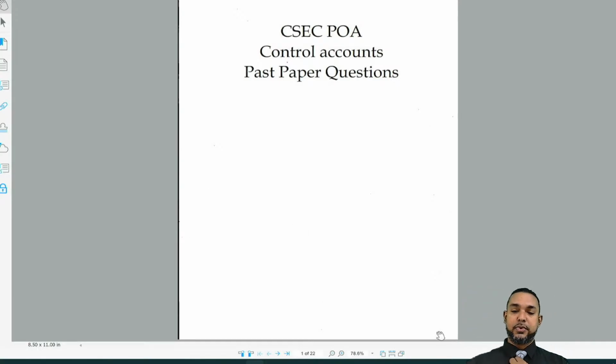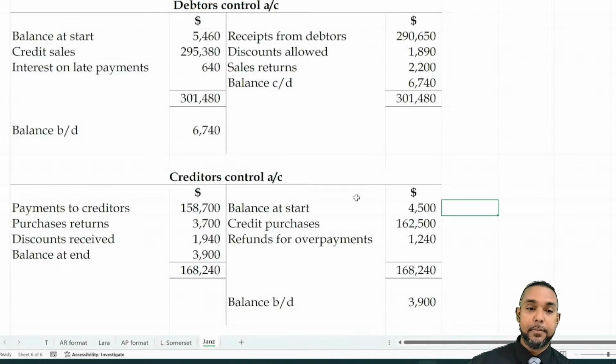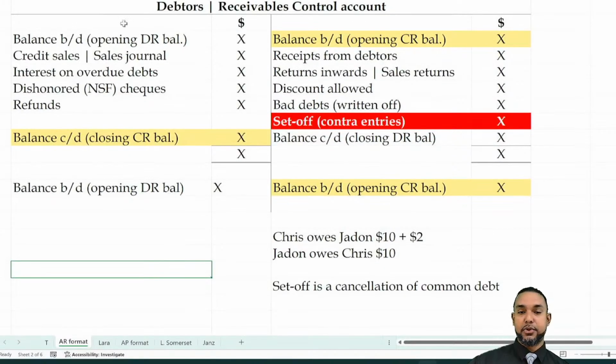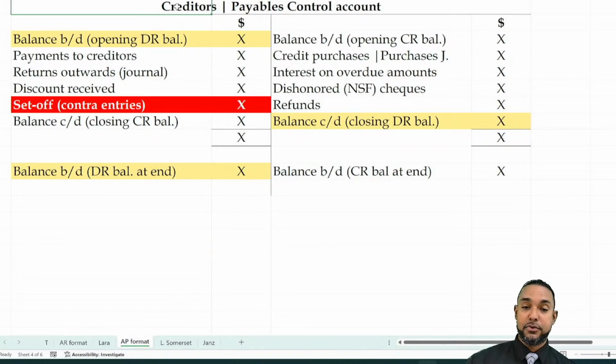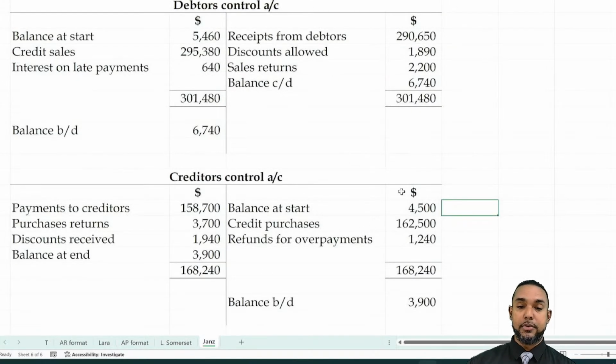Okay, so folks, last week Wednesday, we started doing some control accounts, right? So we talked about the debtors or the accounts receivable control account, or sometimes called the sales ledger control account. We did an example question. And we also talked about the creditors control account or the accounts payable control account, also known as the purchases ledger control account. And then we had one question to do before we clocked out, which was Jan's company.